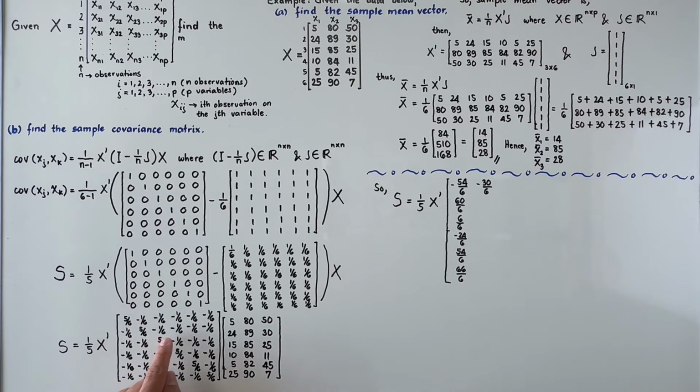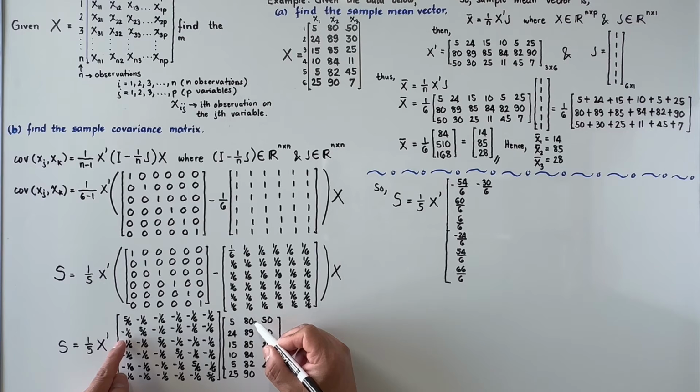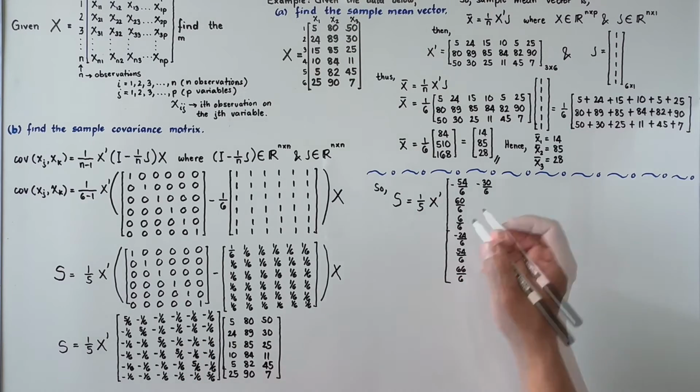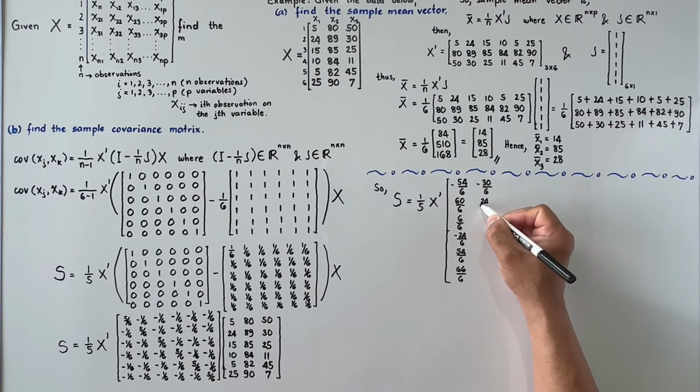Now, multiplying the second row by the second column also, we have negative 80 over 6 added to the product of 5/6 and 89, which is 445 over 6, and then minus 85 over 6, minus 84 over 6, minus 82 over 6, minus 90 over 6, and the sum of these 6 products is equal to 24 over 6 here.